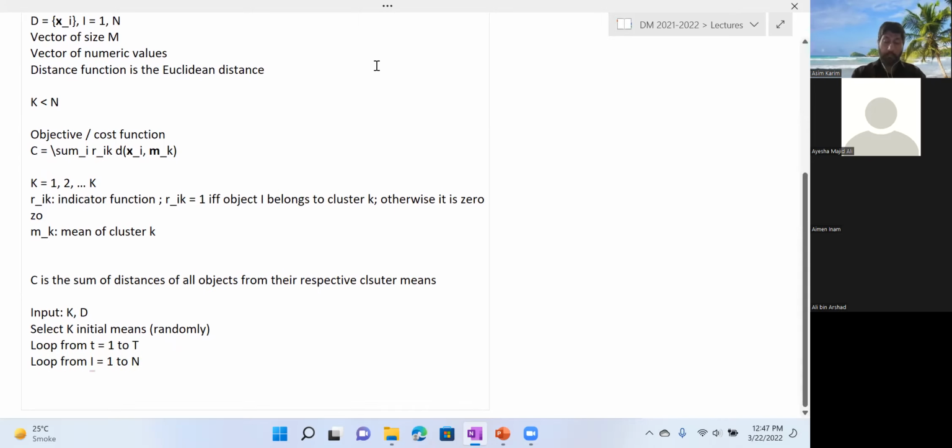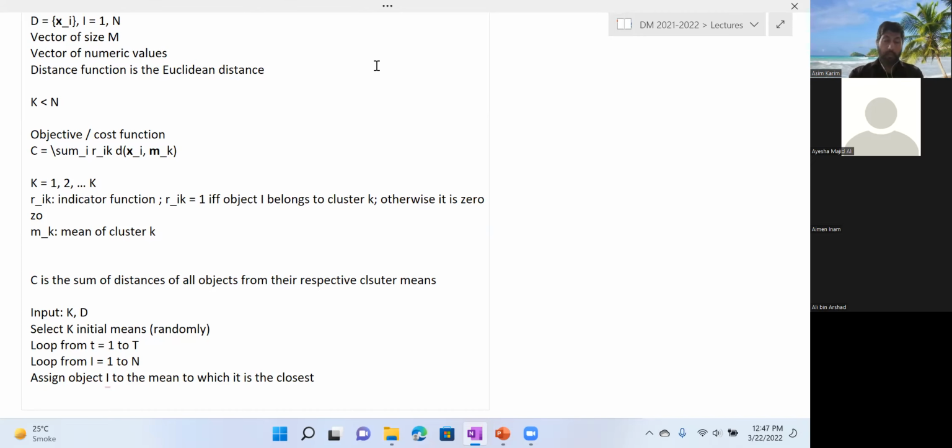And then we assign object I to the mean to which it is the closest. Meaning that, again, remember, we want to minimize the sum of distances to the mean. So we'll assign the object I to the mean. Remember, we have selected the means randomly initially. So now we are assigning each object to the mean that is closest to it. So of course, the mean is representing the cluster.